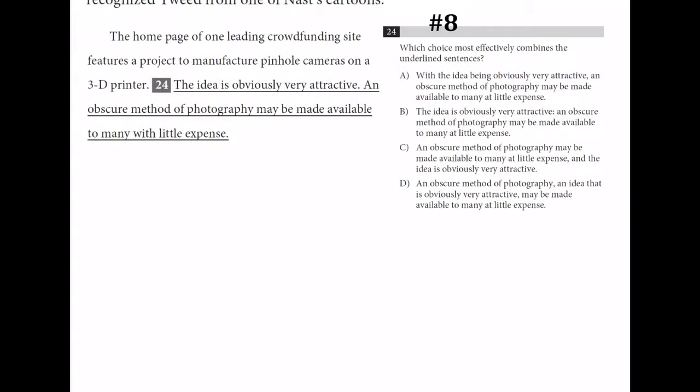24. Which choice most effectively combines the underlined sentences? Let's read them. The home page of one leading crowdfunding site features a project to manufacture pinhole cameras on a 3D printer. The idea is obviously very attractive. An obscure method of photography may be made available to many with little expense. So when we combine these two, we want to show the relationship between the idea being attractive and then the supporting information about the camera's cost, which would make it even more attractive. Choice B is the best answer for that very reason.